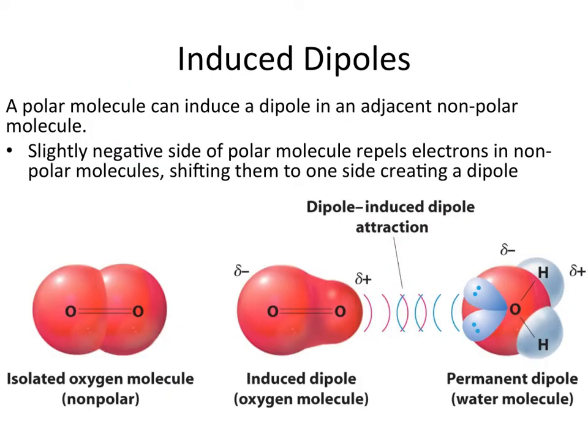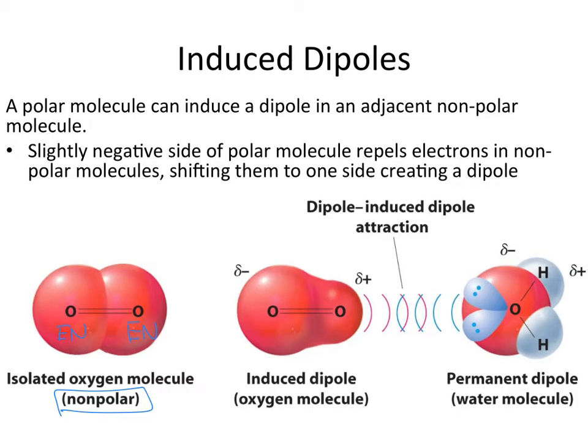At the individual molecule level, again, we can induce a dipole. So again, a dipole is one side that's slightly negative and slightly positive. And let's start off with this molecule here. Here we have oxygen, both the same type of atoms. They have the same value for electronegativity. So this is going to be a nonpolar molecule. There's not one side that's more negative than the other.